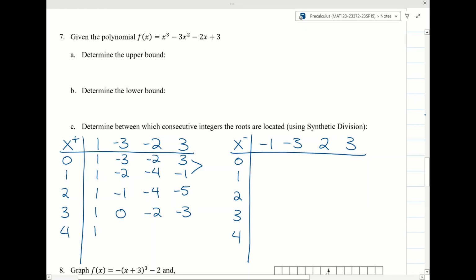Bring down the 1. 1 times 4 is 4, so this would be 1, 2, 8, and 3 is 11. We get another root here, and we also hit an upper bound. The upper bound is x equals 4. And there are roots between x equals 0 and x equals 1, and between x equals 3 and x equals 4.